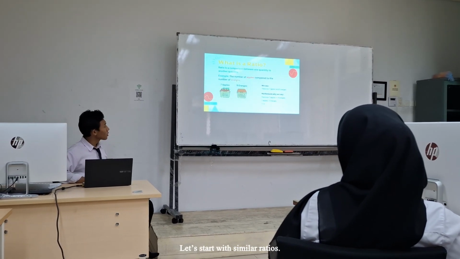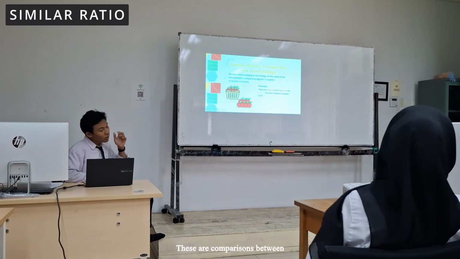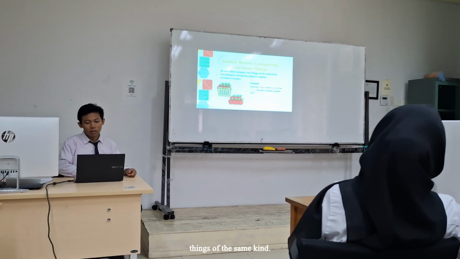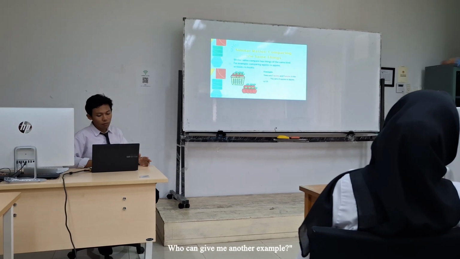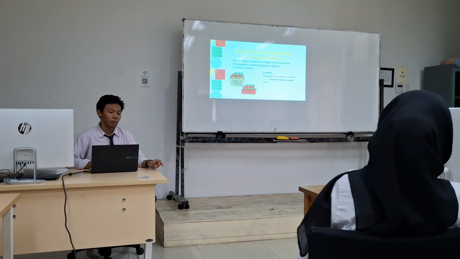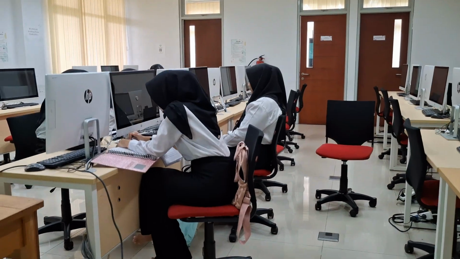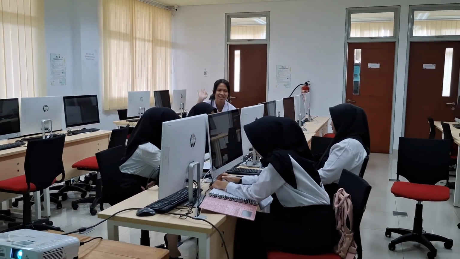Let's start with similar ratio. These are comparisons between things of the same kind. For example, comparing apples to apples. Can you give me another example? Yes, Felicia. Arranging the number of books into shelves. Perfect.